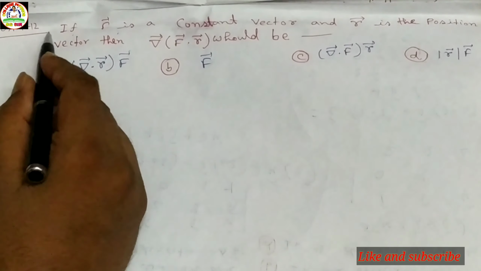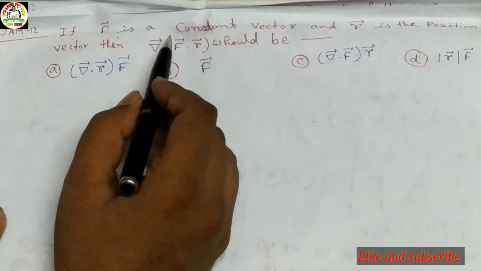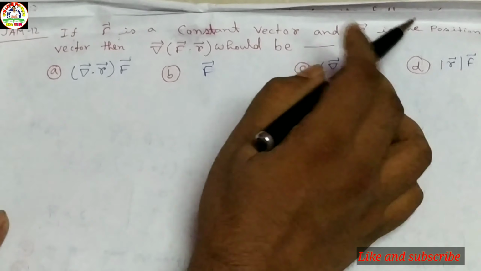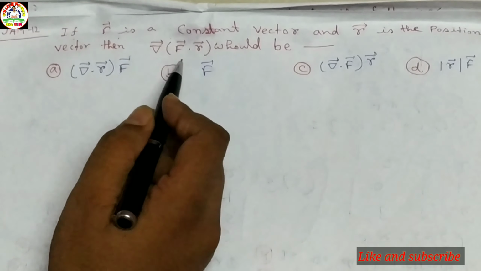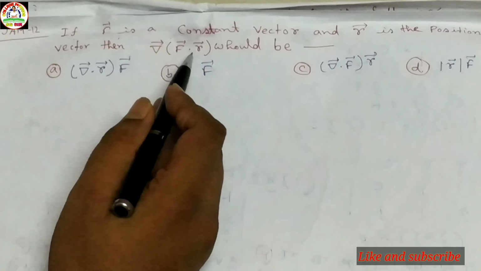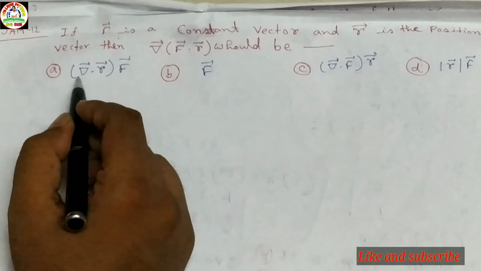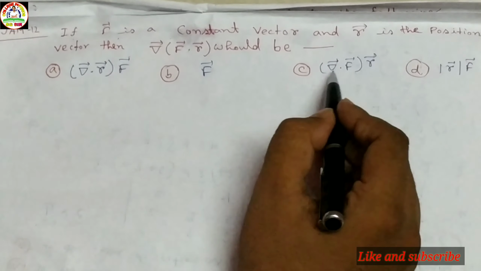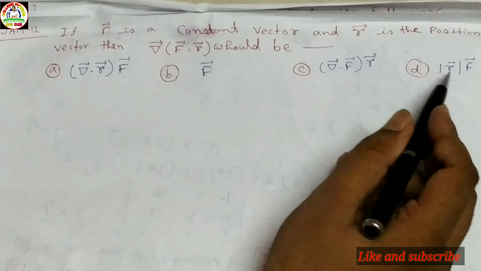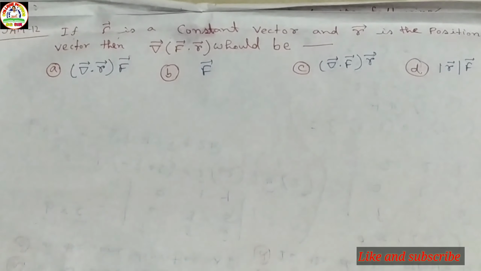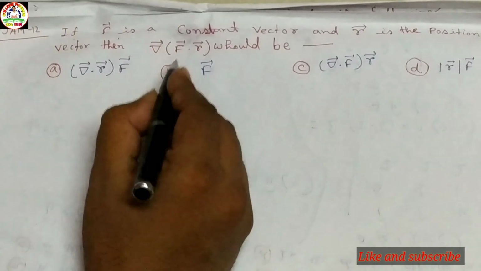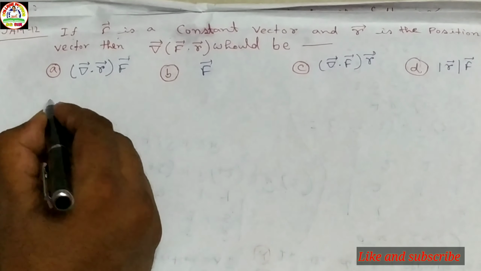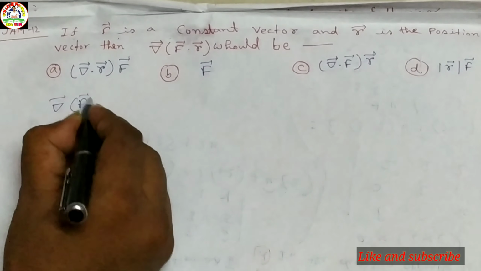Next problem from JAM 2012. If F is a constant vector and R is the position vector, then gradient of F dot R would be: divergence of R into F vector, divergence of F into R, mod of R into F. Now here we calculate gradient of F dot R.